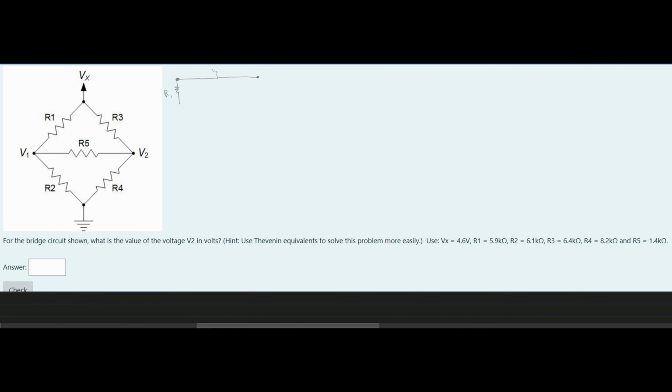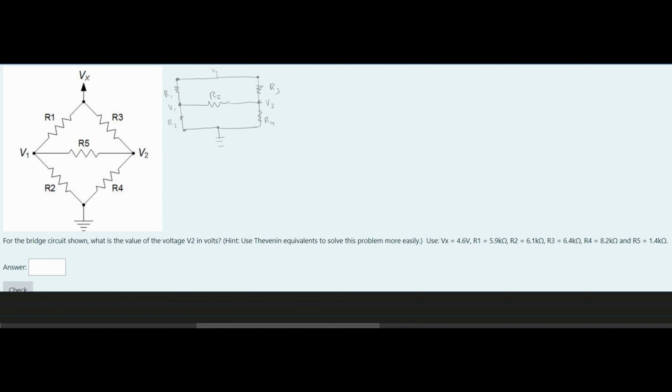We have R1. We have this node right here, which is our V1. And then we have our R2. Then across this, we obviously have our R5. That's really poorly drawn. Like this. And then we have our node here, which is V2. We have a resistor right here, which is R3. And then we have our ground right here. Oh, we also have our resistor R4 right here as well.